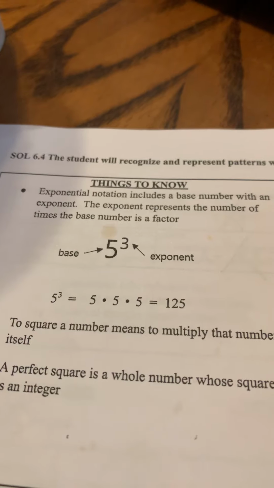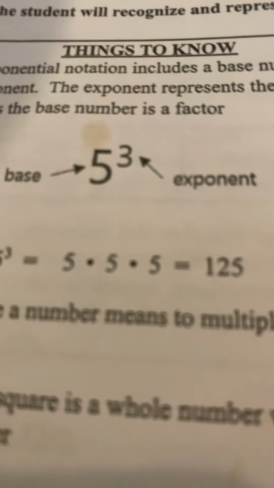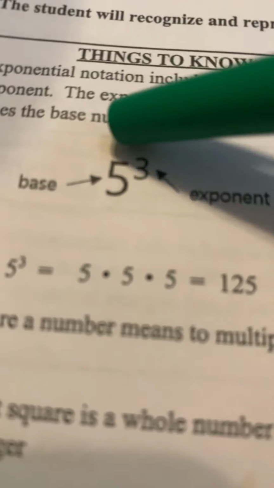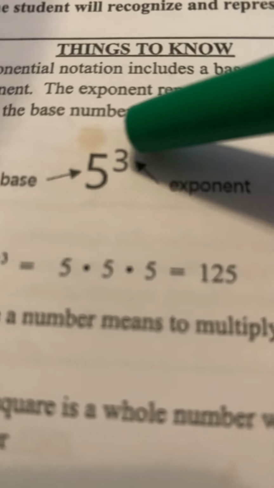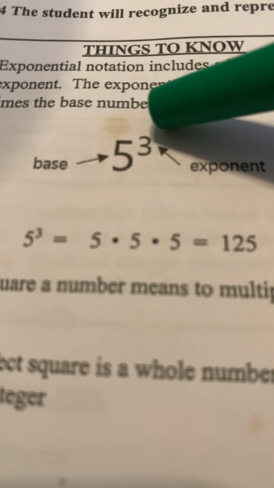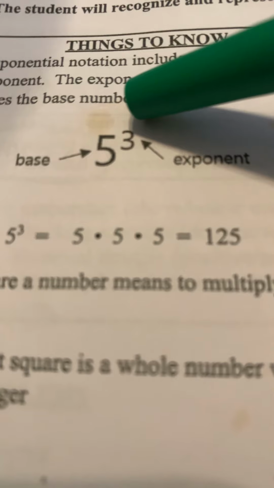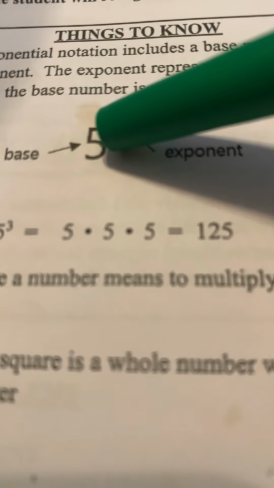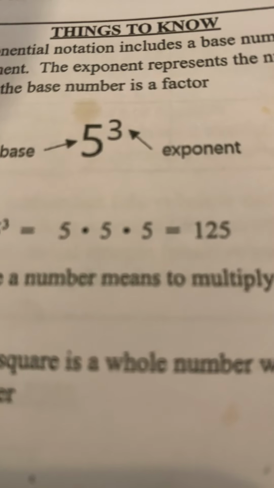Alright, SOL 6.4 is dealing with exponents. Okay. So when we have an exponent, we look at it like this. The larger number is called the base. That's the number that we're going to multiply. The smaller number is called the exponent. That's going to tell us how many times we're going to multiply. Okay? This is not 5 times 3. That 3 is going to tell us we're going to multiply that 5 3 times. 5 times 5 times 5. And that's it. Okay?